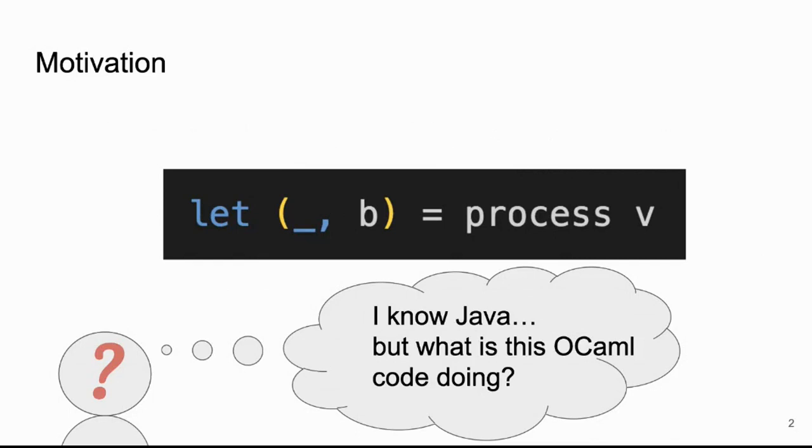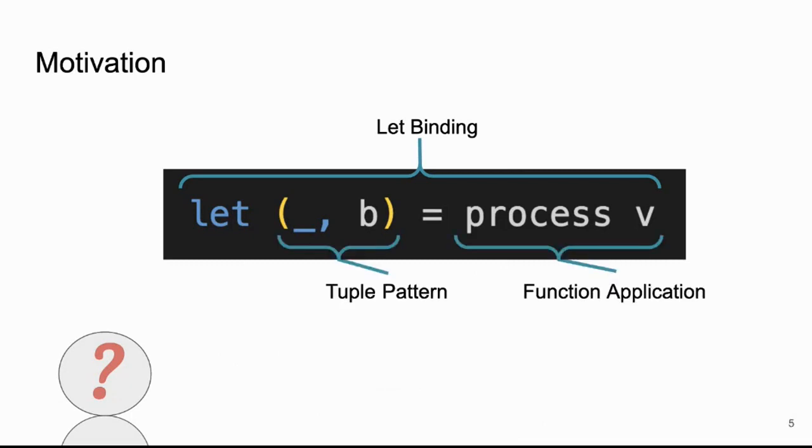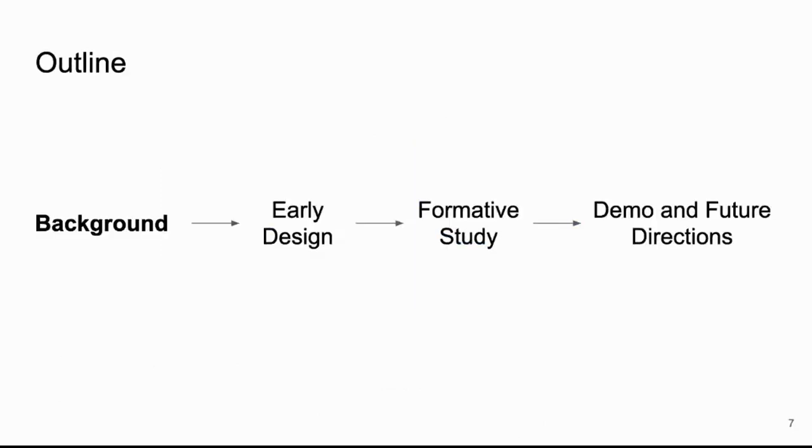There are lots of different pieces of syntax that this programmer needs to understand to know what's happening in the code. For instance, on the outermost form, we have a let binding, we have a function application, we have a tuple pattern, we have a wildcard pattern, just to name a few of the pieces that this programmer needs to understand. So what is this programmer supposed to do if they don't understand this syntax?